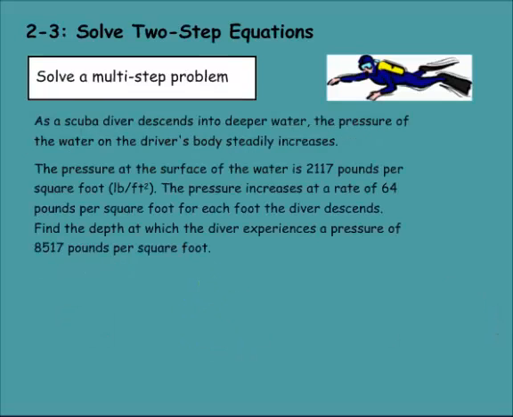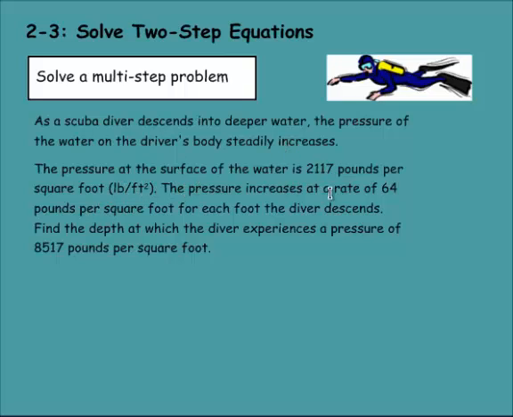Now let's solve a real-world problem. As a scuba diver descends into deeper water, the pressure of the water on the diver's body steadily increases, and you might know that from experience. The pressure at the surface of the water is 2,117 pounds per square foot. That sounds like a lot, but it's true. That's how many pounds get pushed onto you every square foot of your body.